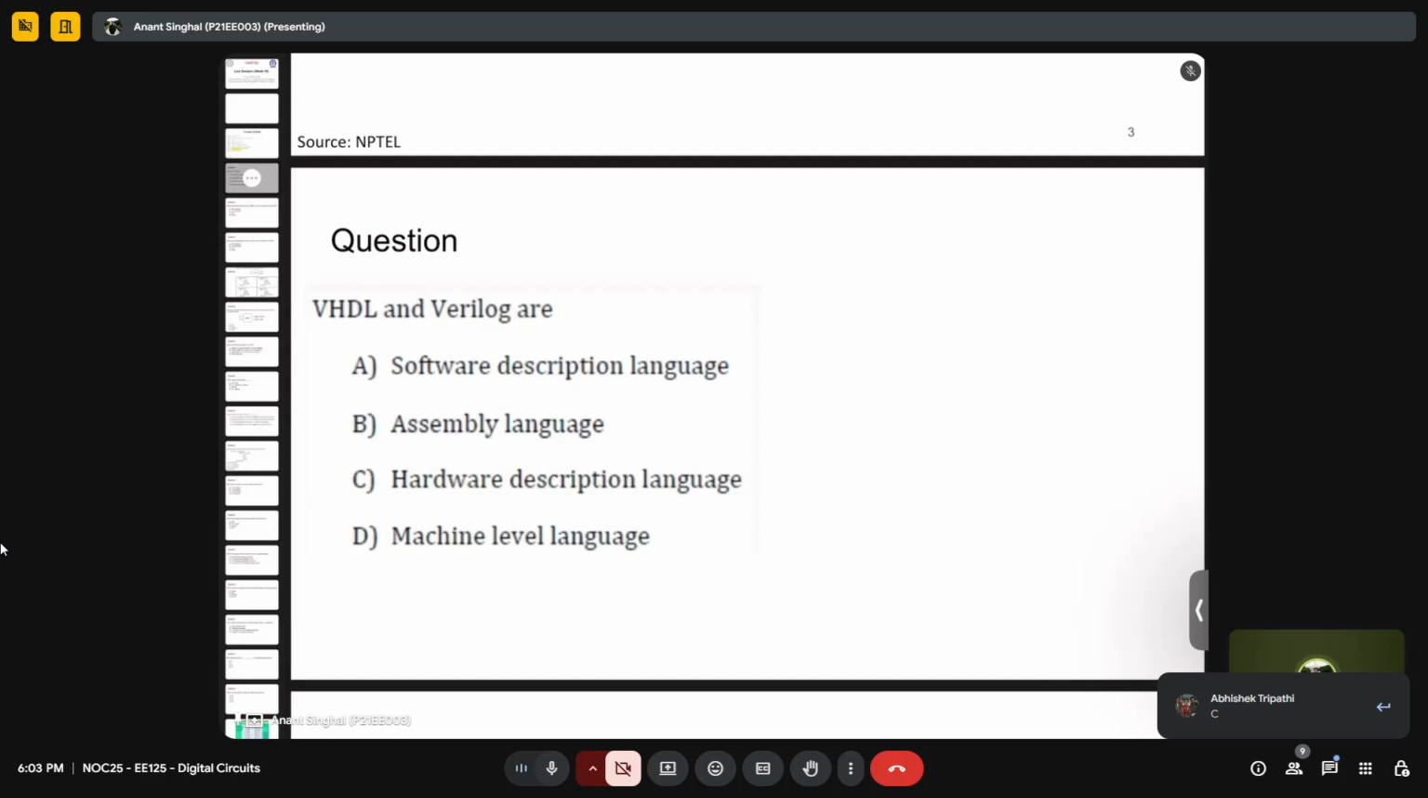Okay, so the first problem is related to VHDL and Verilog. The problem is asking what are these? Are these software description? Are these assembly? Are these hardware description or the machine language? So yeah, you all are correct, those who are saying C. Both of them are hardware description languages.